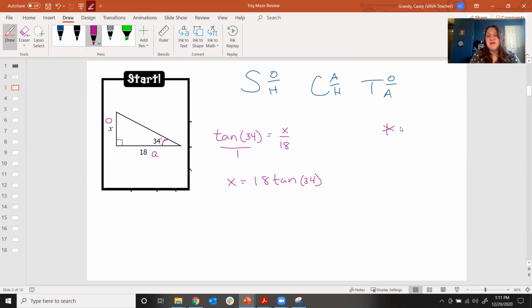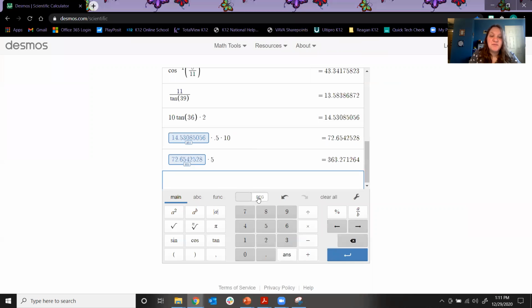Remember, you must be in degree mode. If you're using a handheld calculator, you want to make sure that's in degree mode. You might have to Google how to do that. Or if you're using Desmos, you just want to make sure that you are in degree mode by making sure that you can see the word degree on your calculator.